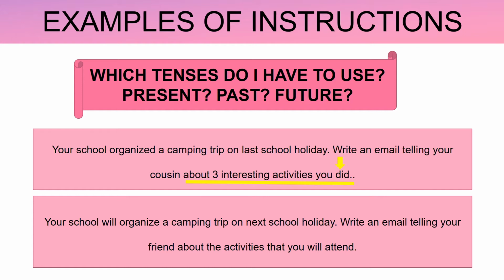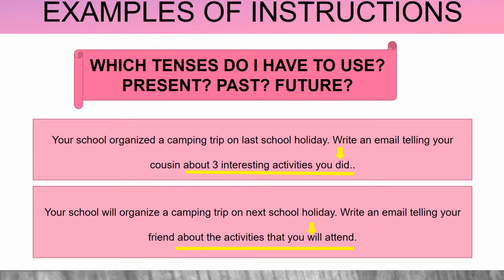And the next one: your school will organize, belum berlaku lagi, a camping trip on next school holiday. So write an email telling your friend about the activities that you will attend. So there's the word will over there. Benda belum berlaku lagi. Okay, alright.